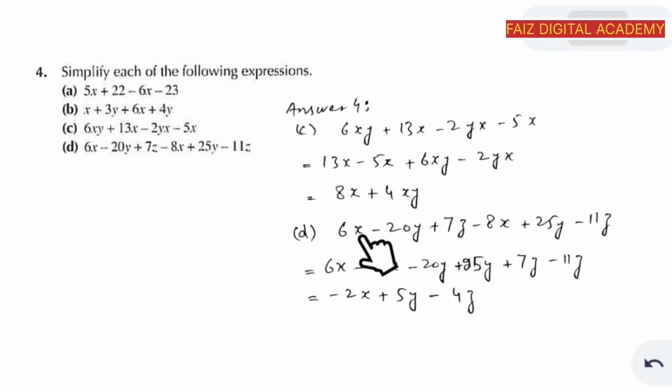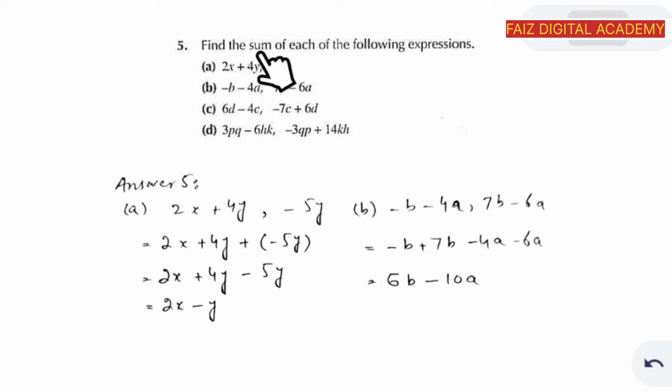Similarly, the D part is solved by first writing the like variables and then solving it as per the rule I have described in the A, B and C parts. Again, you can pause this video over here, solve the D part, and then match your answer for correctness.